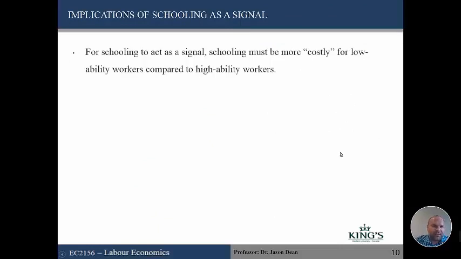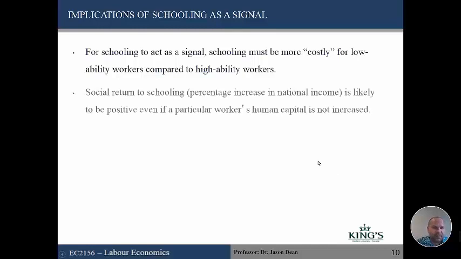So what are the implications of this model? For schooling to act as a signal, and if you haven't noticed already, in order for this to work, schooling must be more costly for the low ability workers compared to high ability workers, or simply this won't work. So one of the implications is that this must be true for signaling to work. And also the social return to schooling, so the percentage increase in national income, is likely to be positive even if a worker's human capital is not increased. So again, that's just the result of signaling.